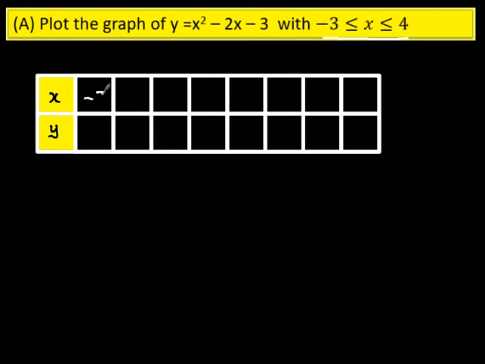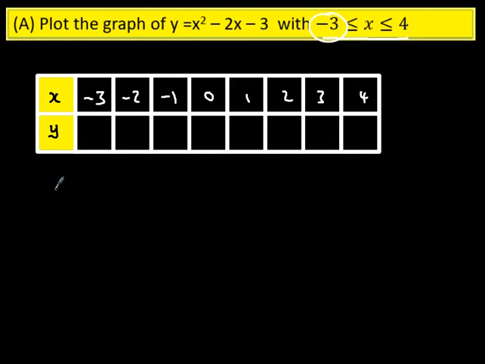So let's put -3, because that's the first number they want. And let's just go up in ones: -2, -1, 0, 1, 2, 3, 4. So these are the x values we're told to work with, and we need to find the corresponding y values and then draw the graph.